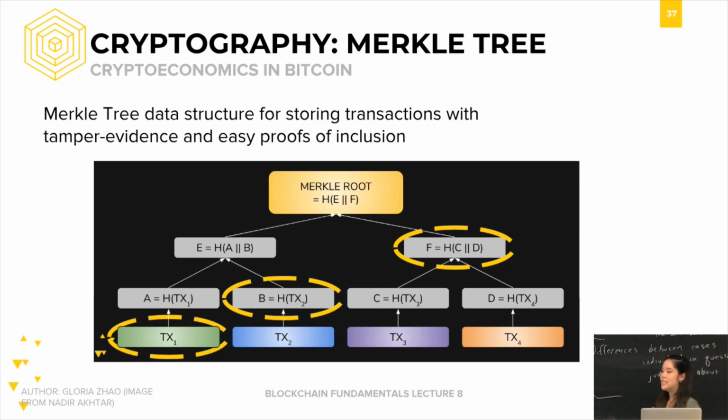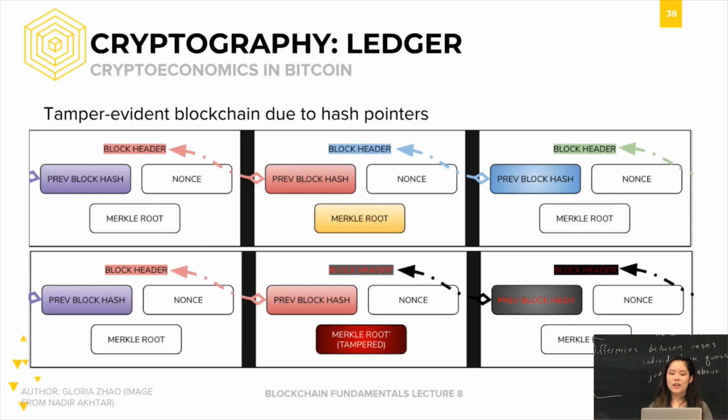So it's a lot easier to have a proof of inclusion. And it's also very easy to tell exactly which transaction was tampered with if one of them is changed, right? Because you would be able to tell exactly which child is different from the block that you have, right? And so that's the beauty of Merkle trees, it's very easy to prove things are wrong or things are right. All right. And then we have our tamper-evident blockchain due to hash pointers.